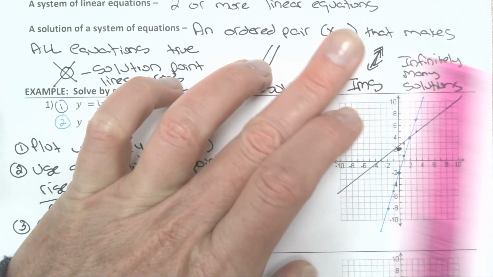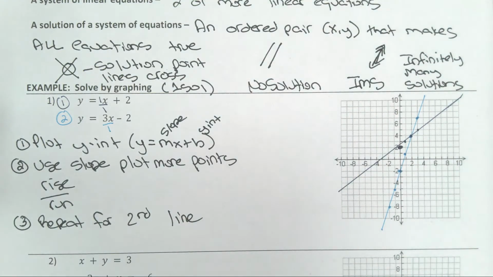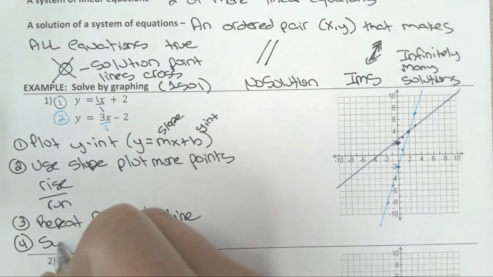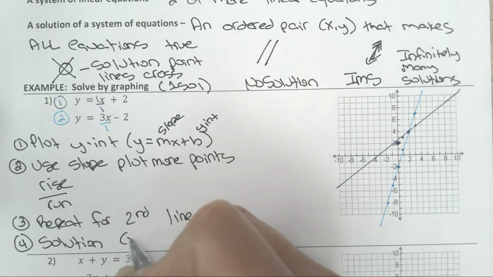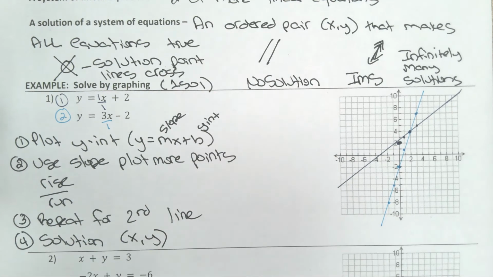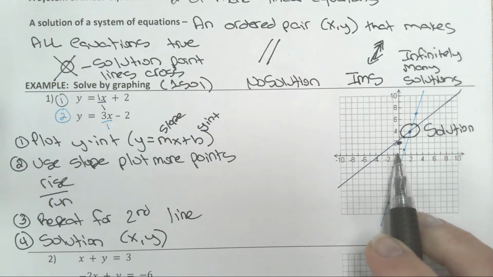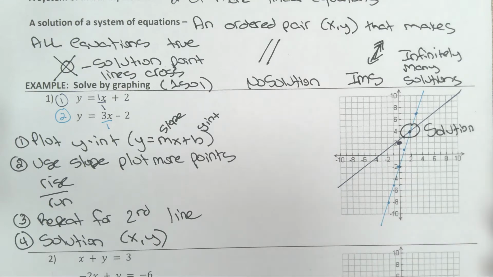Take a straight edge, connect the dots. You always want to extend your line through the entire coordinate plane. And step number 4, write your solution as an ordered pair (x, y). Right there, that's where the lines cross. So here's my solution. If I go over 2 and up 4, that is the solution to the system of equations. That is the one and only unique point that will make both of them true.